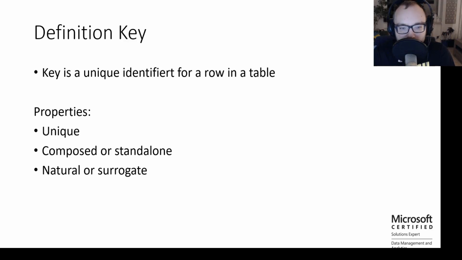A key can be natural or surrogate. A natural key is something not artificial, like first name, last name, columns that are actually from the object and not just created for the database. A surrogate key would be an ID, for instance, that just counts up for every new row, like an identity column. So this is the definition of a key.